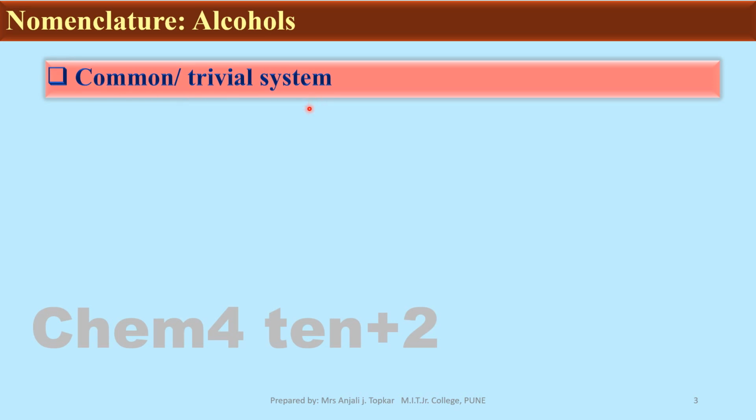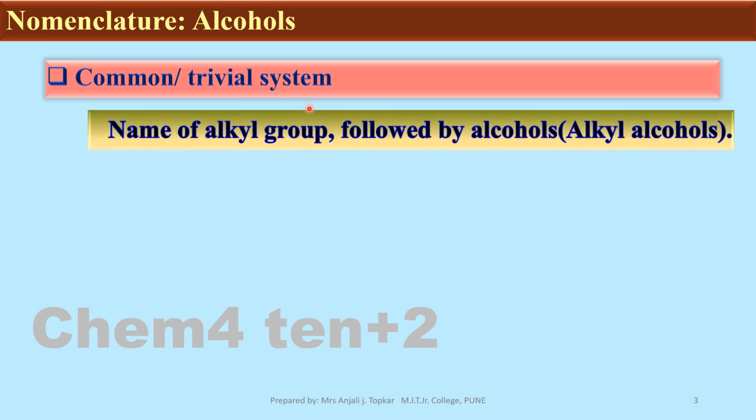The common names or trivial names of alcohols are obtained by adding the word alcohol after the name of the alkyl group bonded to OH, that is the alcohol or hydroxyl group. Names of higher alkyl groups also include prefixes like normal, iso, secondary or tertiary. To understand this, let's have the examples.